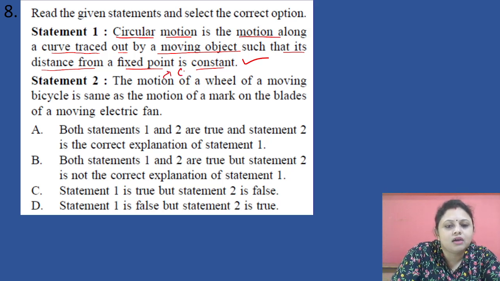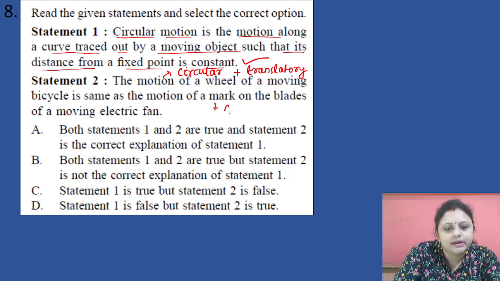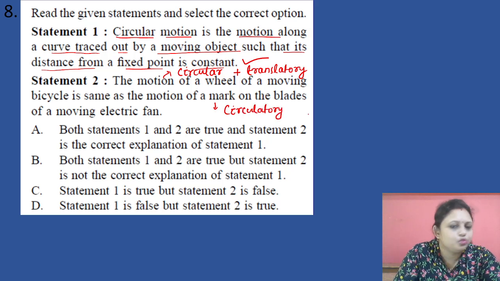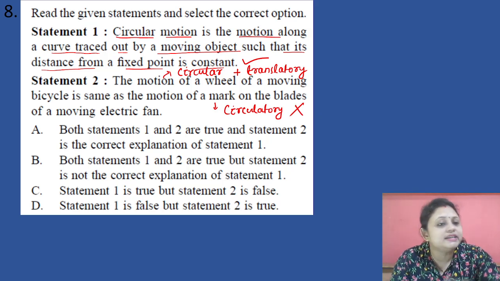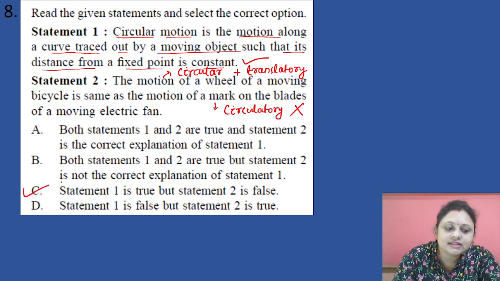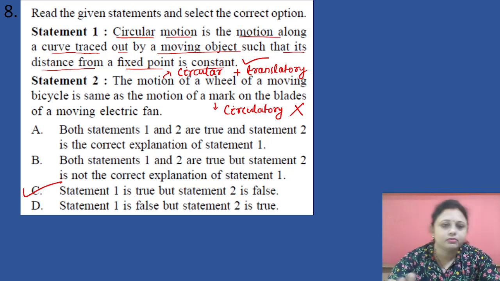It will have circular motion plus translatory motion. But the motion of a mark on the blades of a moving electric fan would have only circular motion. So this statement is incorrect. So only statement 1 is correct, statement 2 is incorrect. So the correct answer is option C: statement 1 is true but statement 2 is false. Okay.